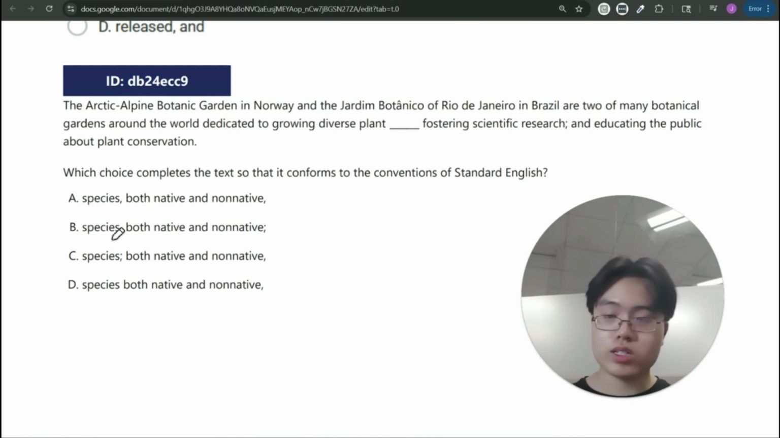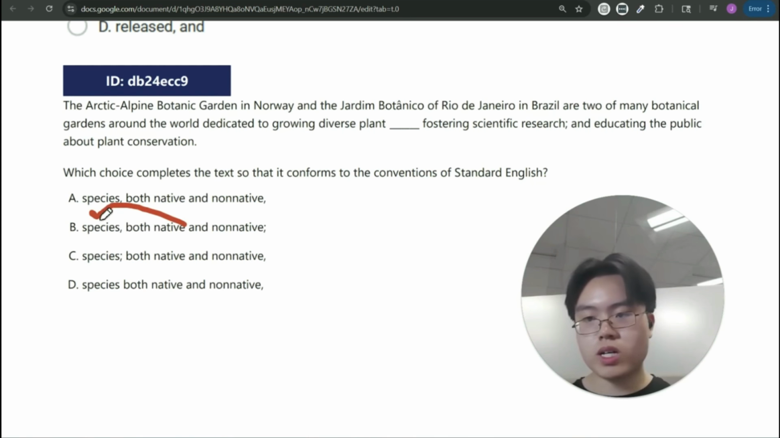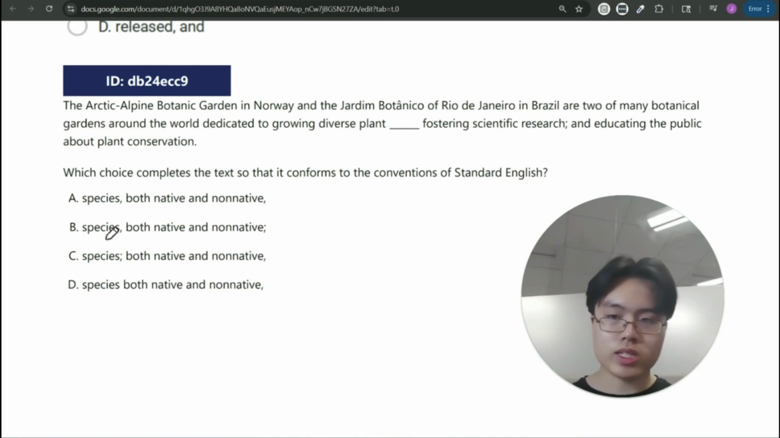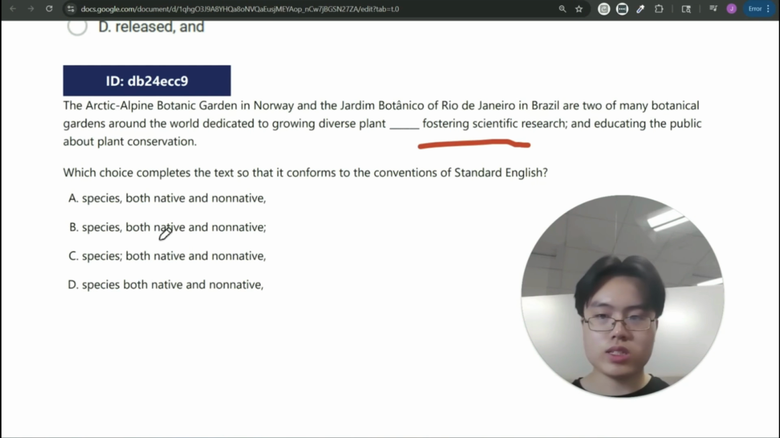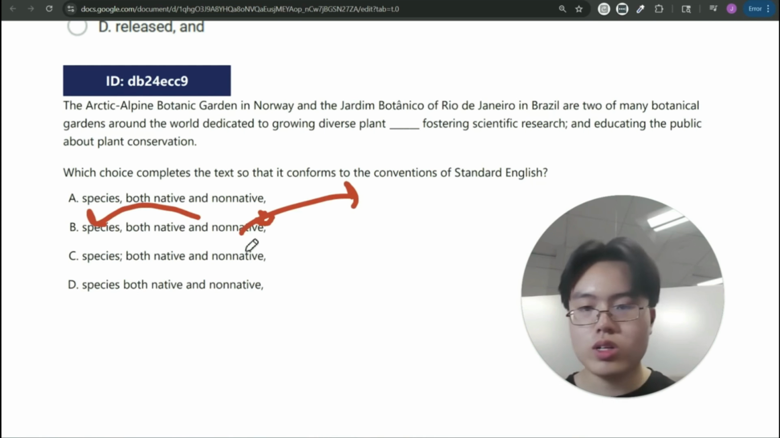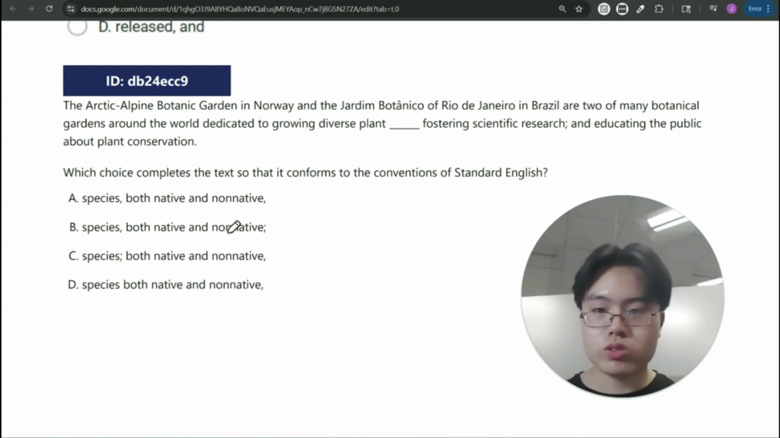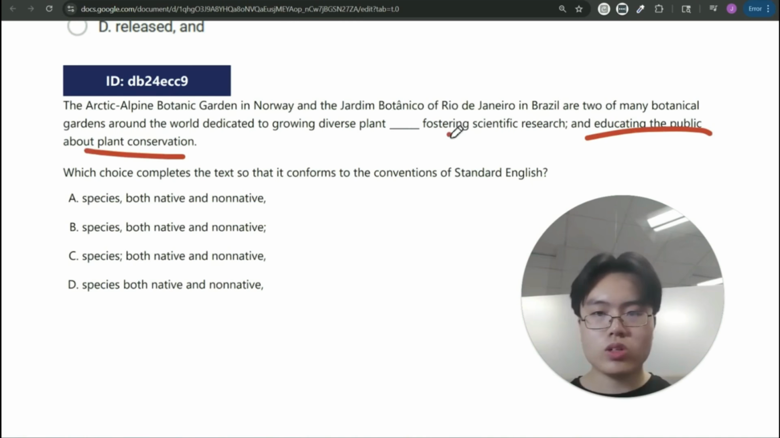Now you can solve this by seeing what sounds right, like growing diverse plant species. It makes logical sense actually that both native and non-native is applying information about the diverse plant species, right? It's additional information about that. It's not going to be additional information about fostering scientific research. It just makes sense. Native, non-native, that's plant species. So you have to make the item end there so that this is actually the information about this and not about scientific research. But I think that's too slow and also takes a lot of brain power. Instead, just look at the last item. Yeah, so it's an ing verb. All these are ing verbs.